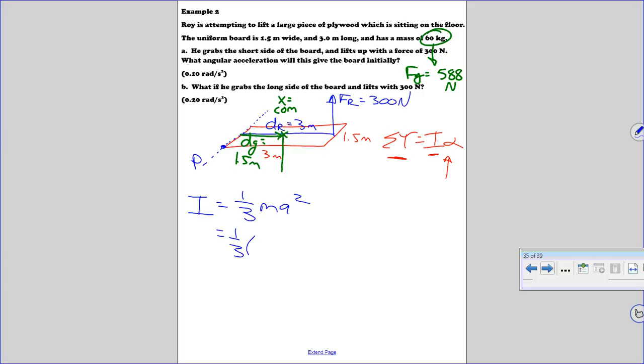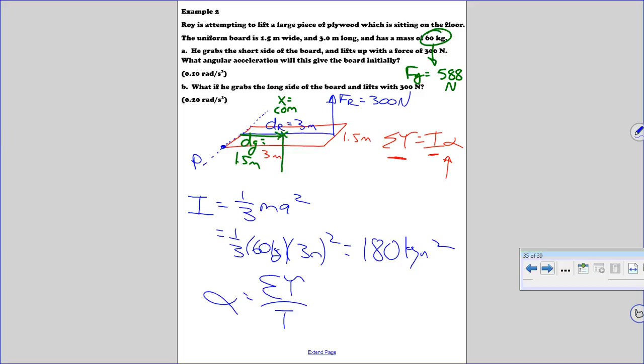The mass of the door was 60 kilograms, and our a is 3 meters. Don't forget to square it. Multiply all of this out, and you get 180 kilogram meters squared. And so now we can find our alpha. Alpha is going to be net torque over inertia, so we get 18 over 180.